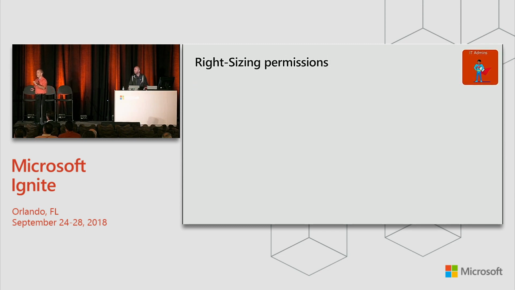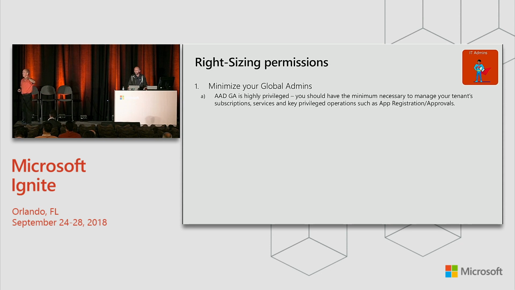So I mentioned that I want you to spend a little bit of time and right-size your permissions. So let's take a segue into right-sizing permissions. First off, I want you to minimize your global admins. And a lot of you are saying, but Dave, I need global admins to be able to do specific things. Those specific things, I've been working with the Azure AD team, and what we're doing is separating out those specific permissions so that you can have a role that just contains that permission. They understand this pain where you have many, many global admins.